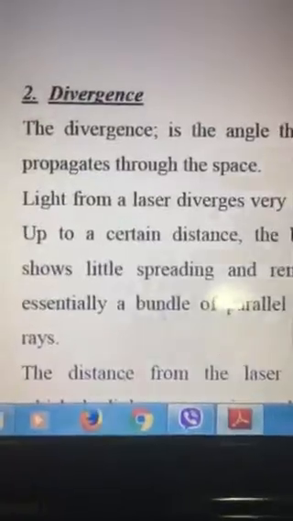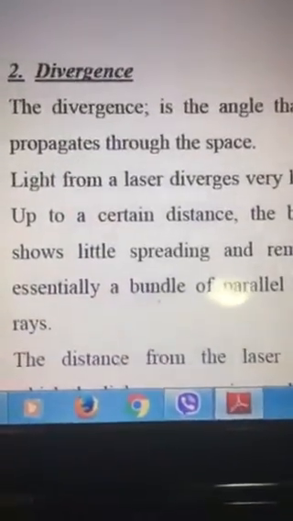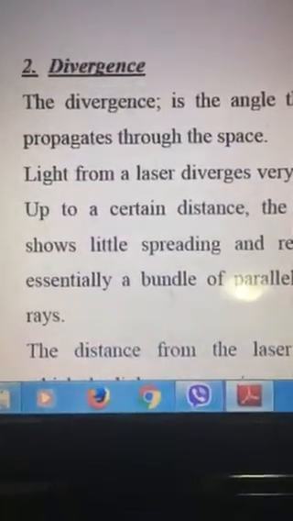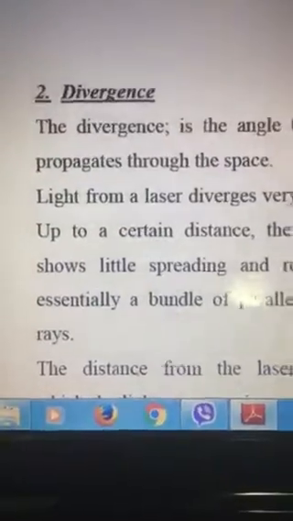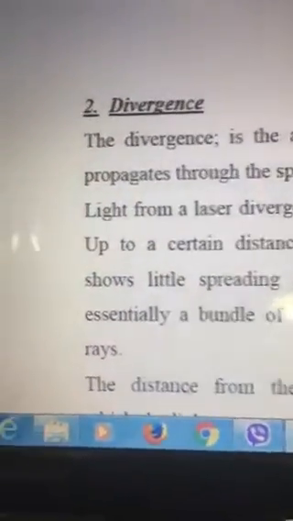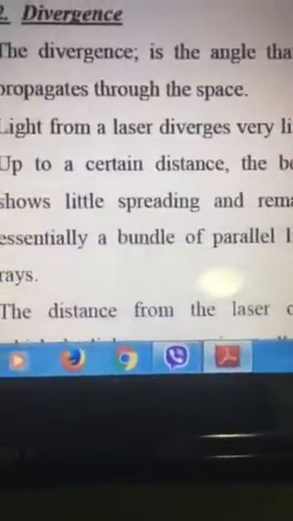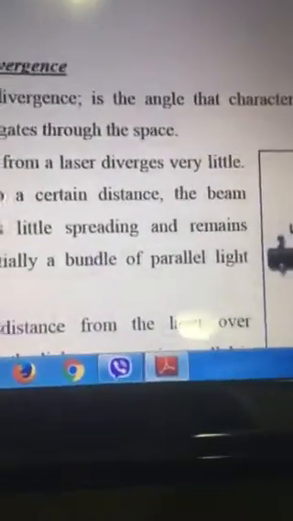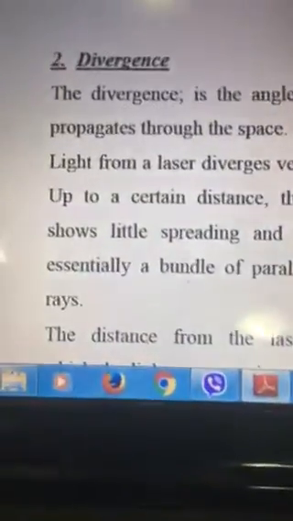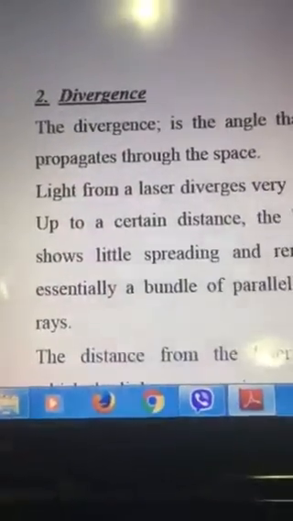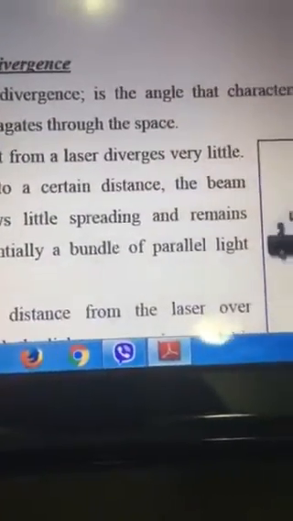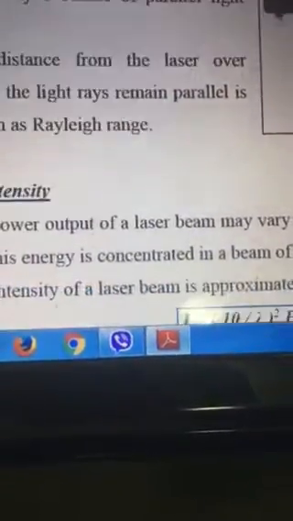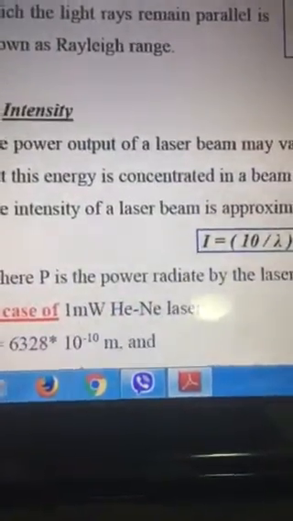Also, the other property is the divergence. The divergence is the angle that characterizes the spread of a laser beam as it propagates through space. And the light from a laser diverges very, very little. Up to a certain distance, the beam shows little spreading and remains essentially a bundle of parallel light rays. This is the case of this property.